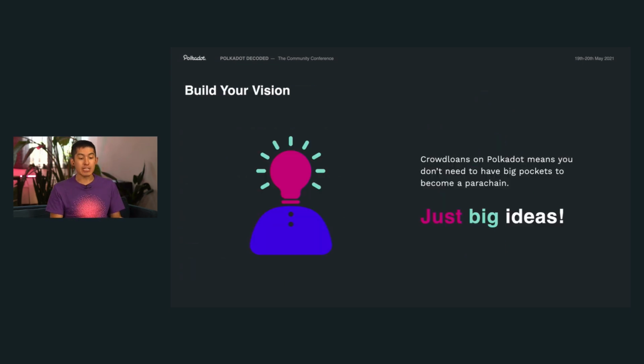So what does this mean? This means that crowdloans on Polkadot means that you don't have to have big pockets to become a parachain, just big ideas. If you provide the great ideas, a solid engineering team, a little bit of hard work, Polkadot will provide you everything you need to get to production. We've already talked about the shared security it provides to the different teams, but now it's clear the protocol even supports collecting the funds needed to win these slots via crowdloans.